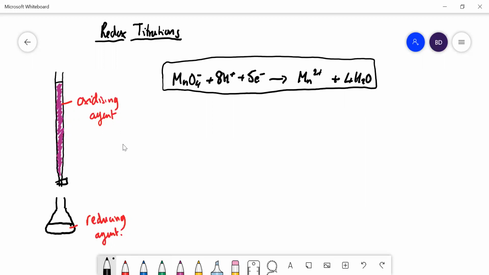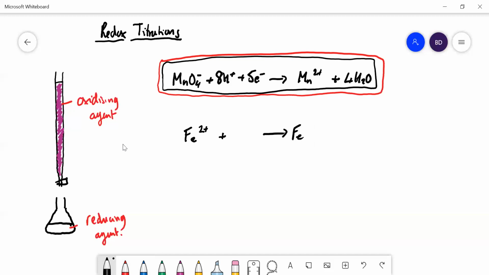Now, the reducing agent. I'll put the red around that one for the oxidizing agent. The reducing agent can be several things, but the two examples the board, AQA, want you to know, is iron 2. So if you get Fe2 plus, it can be oxidized by the oxidizing agent to Fe3 plus.